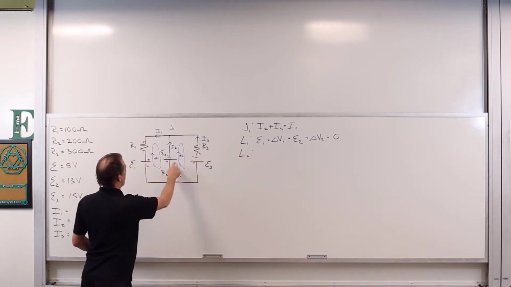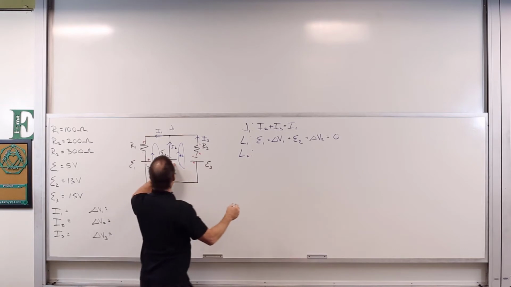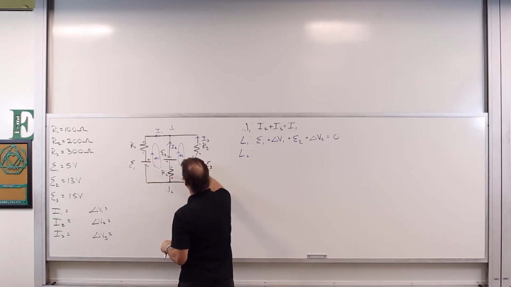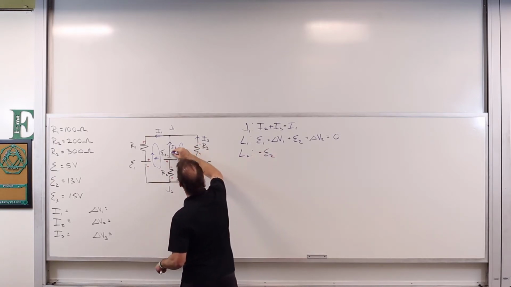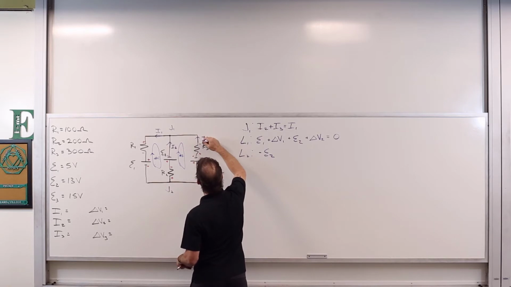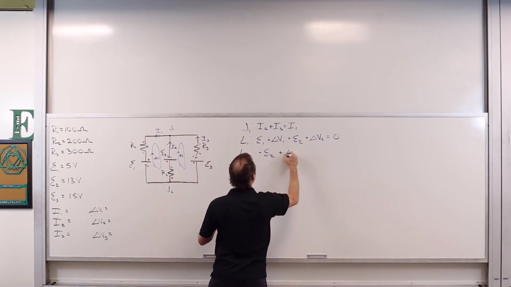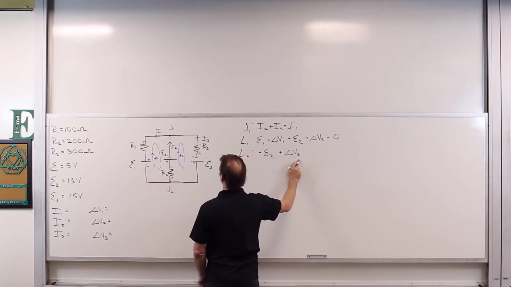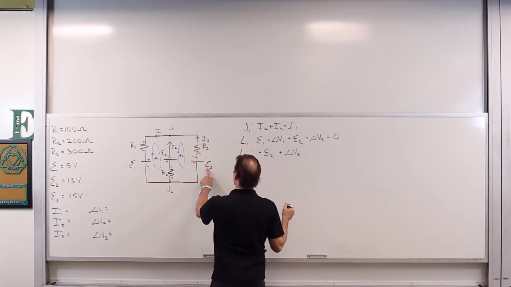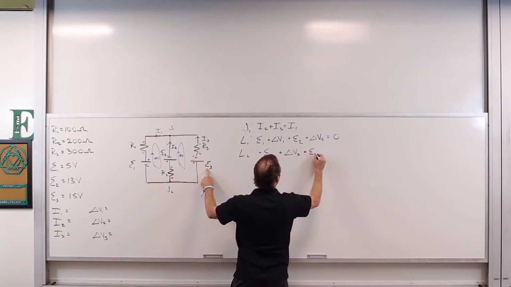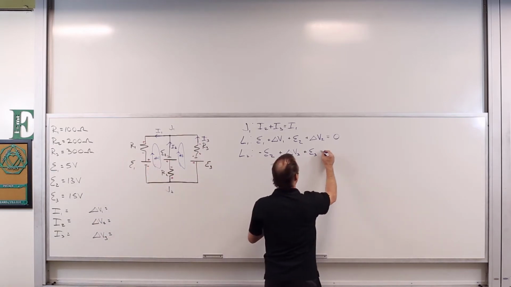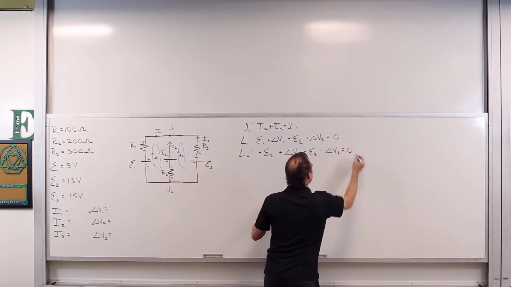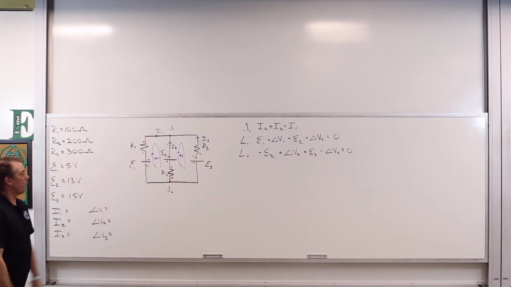Loop number 2, I'm going to start right here with E2. We're going from plus to minus, that way gives us a minus E2. Come around, we go across this resistor from minus to plus, so we'll have a plus, that's resistor number 3, so we've got delta V3. We'll go from minus to plus across this one, which will then be plus E3, and then we come around and go from plus to minus across R2, which will give us minus delta V2 equals 0. There we go, we've got our expressions. Got our junction rule, got our loop rules.